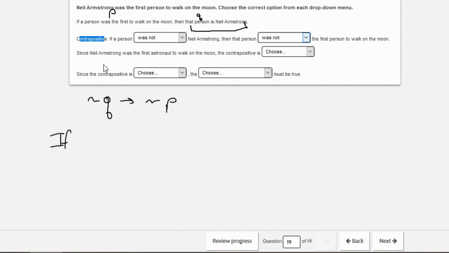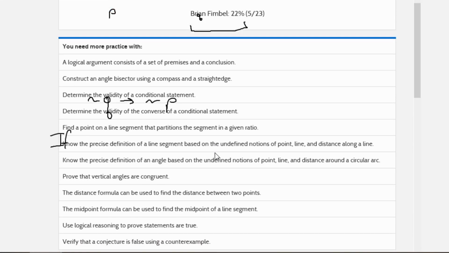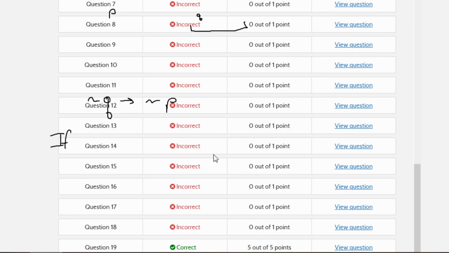Since Neil Armstrong was the first astronaut to walk on the moon, the contrapositive is true, right? If a person was not Neil Armstrong, then that person was not the first person to walk on the moon. I am not Neil Armstrong, and I was not the first person to walk on the moon. So that's true. Since the contrapositive is true, it should match this answer, because what it wants you to do is tell it that the truth value for the original conditional and the contrapositive are always the same. And you can see that I got that one correct.